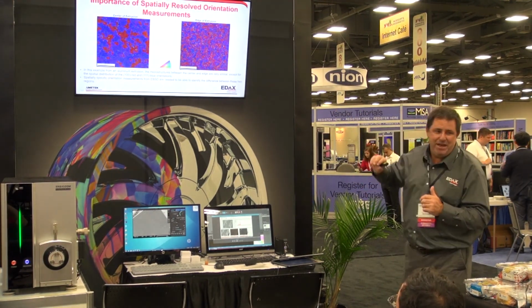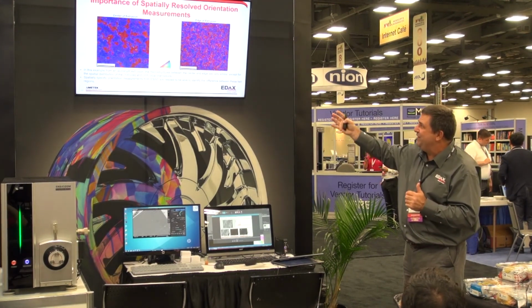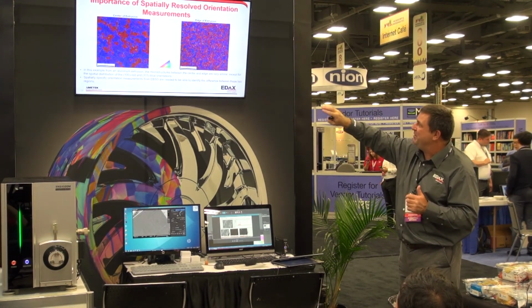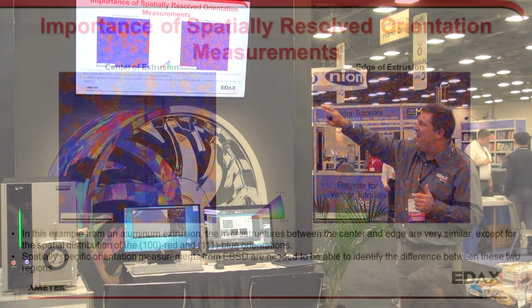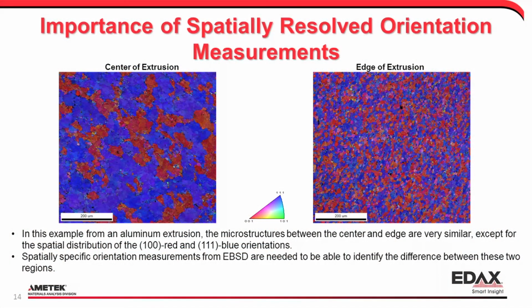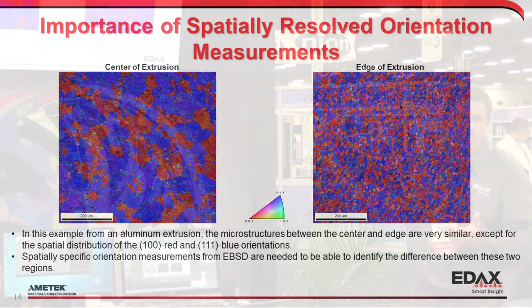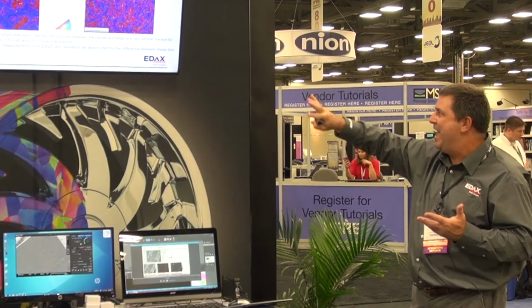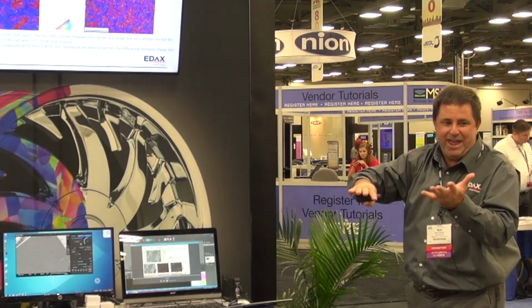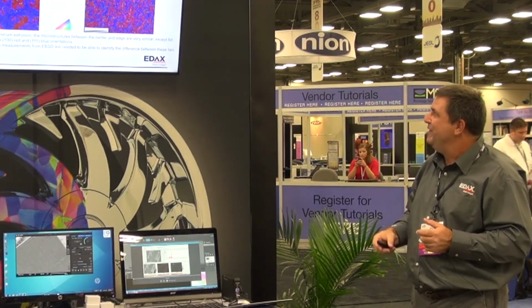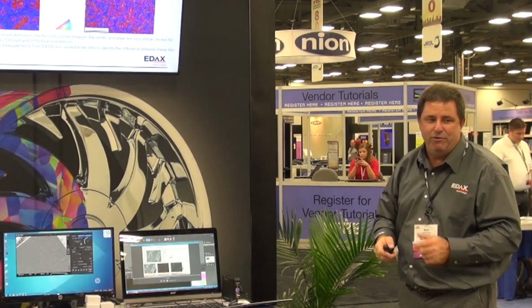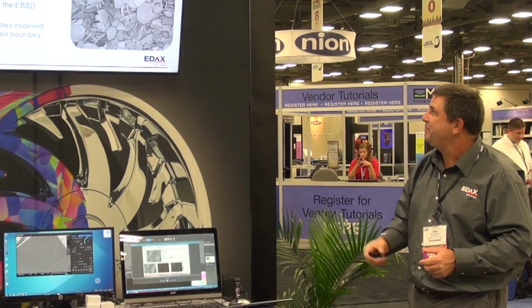Then we looked at it with EBSD, and as you can see easily, they're very different in terms of the spatial distribution of the red and blue orientation components. So they've clustered together much differently, and it's hard to resolve this clustering without this spatially specific information. X-ray diffraction would average that together. They would appear the same, but clearly they're very different. So these orientation maps can give you a lot of information at a quick glance.